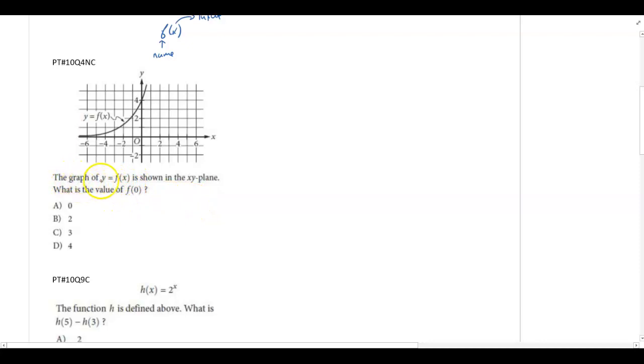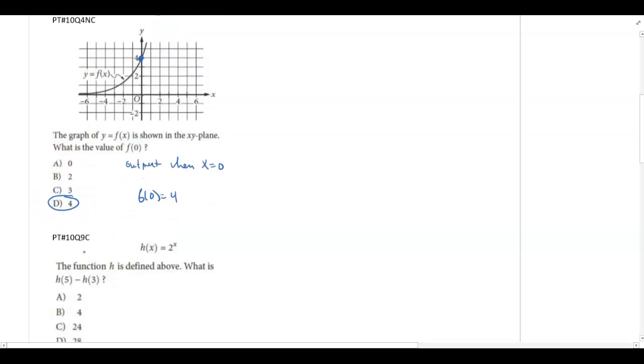So the first one, the graph of y equals f of x is shown in the xy plane. What is the value of f of 0? So basically, what is the output when your x value is 0, or your input? So if I input 0, what is the output, right? So f of 0 in this case, when x is 0, y is 4. So f of 0 is 4.